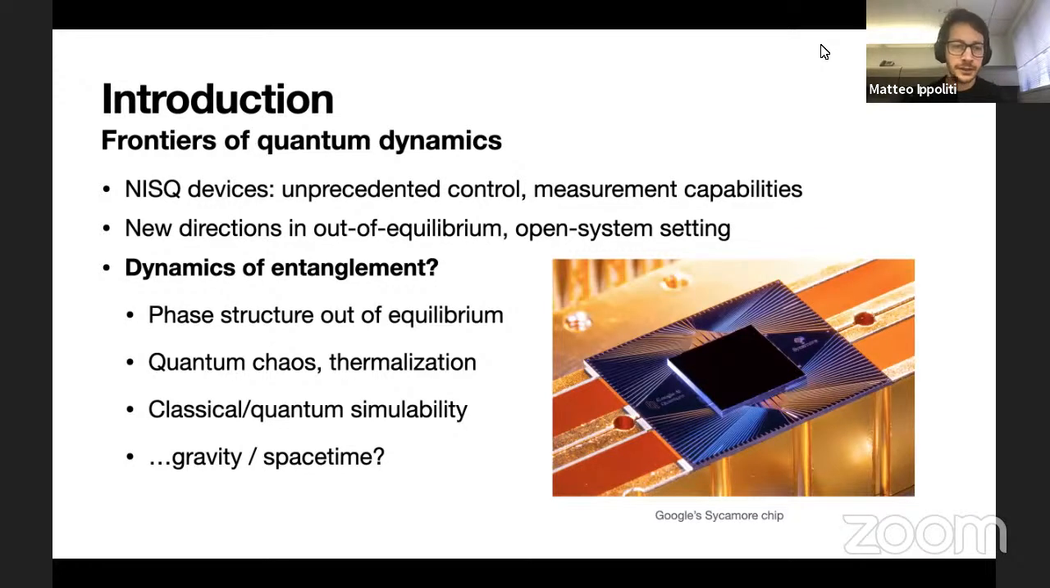A very important role in these questions is played by the dynamics of quantum entanglement. This underlies many things, from the definition of phase structure out of equilibrium to fundamental questions about the onset of quantum chaos and thermalization in isolated systems, and to both practical and fundamental questions about simulability through either classical computers or quantum computers. And even more fundamentally, possibly the emergence of gravity and even space-time from entanglement itself.